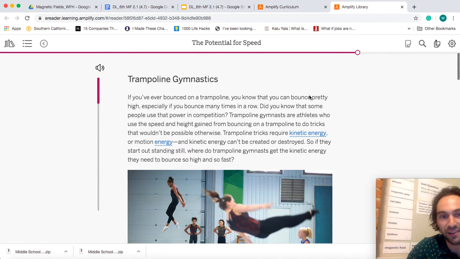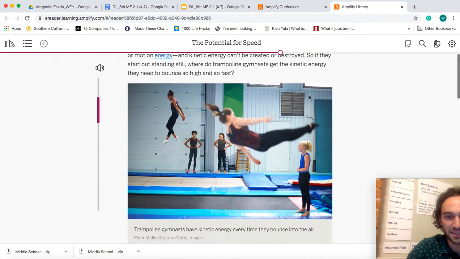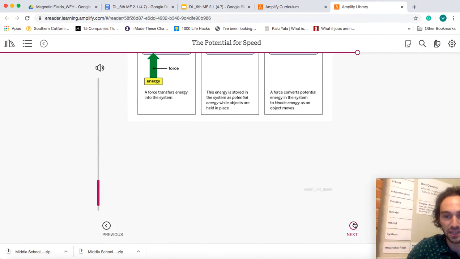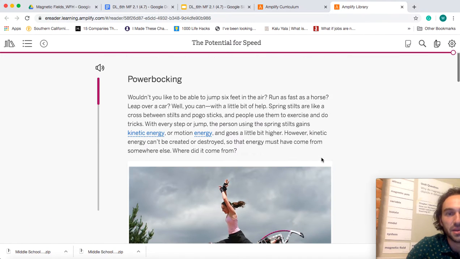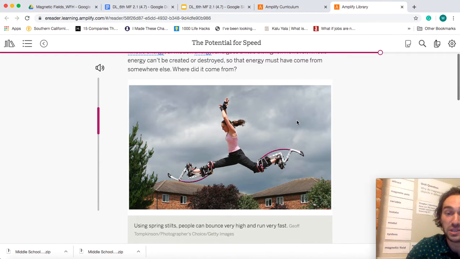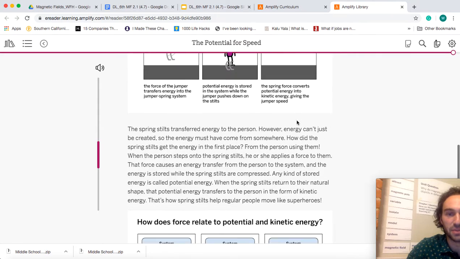Or you can read about trampoline gymnastics. Or the last option, like I said, is power walking. So again, sprinting with stilts, and that's another option as well.